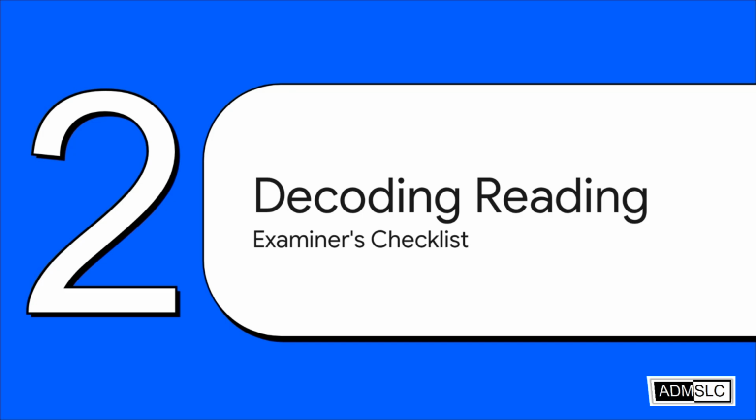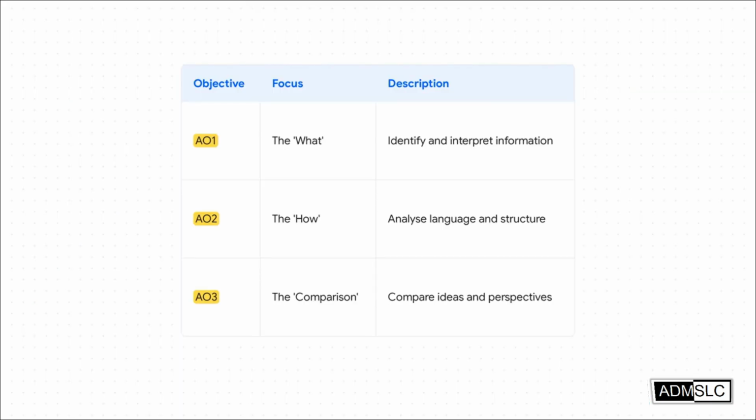So let's decode them, shall we? The best way to think of it is like this. AO1 is all about what the writers are saying. You know, the facts, the ideas. AO2 is about how they say it, the language they choose, the way they structure their points. And AO3, which is the big one for this paper, is about comparing all of those ideas and methods across both of the texts. If you can master these 3 things, you've pretty much mastered the entire reading section.